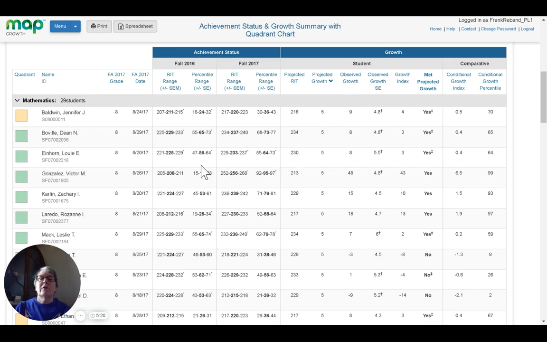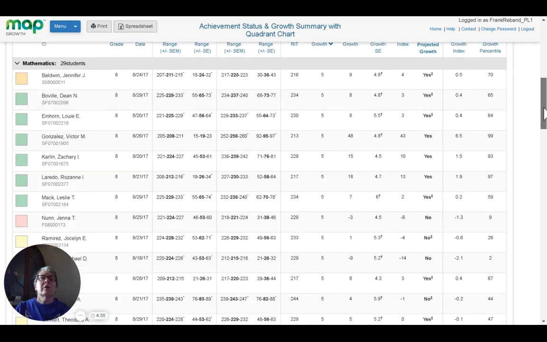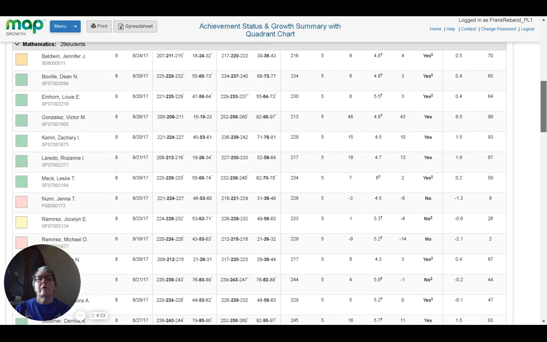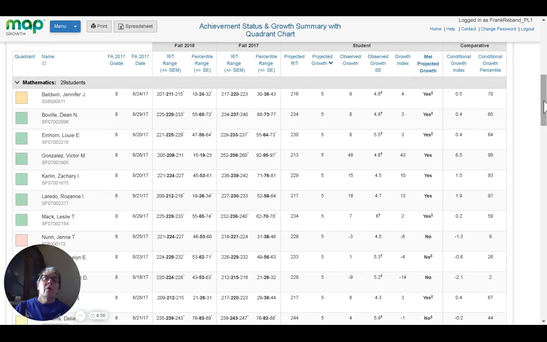If I look down at another student, Victor here is quite impressive. Victor grew from 208 up to 256. If I look at the percentile, he went from a 19th percentile to a 95th percentile. He grew a total of 48 points, which is an amazing amount of growth. And so something to be celebrated, but also something to look at and see what was happening correctly. Was it remediation? Was it just a bad test-taking day on the first one?